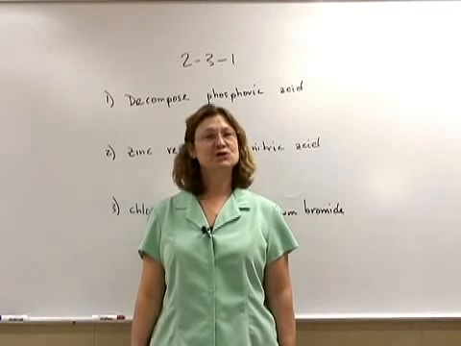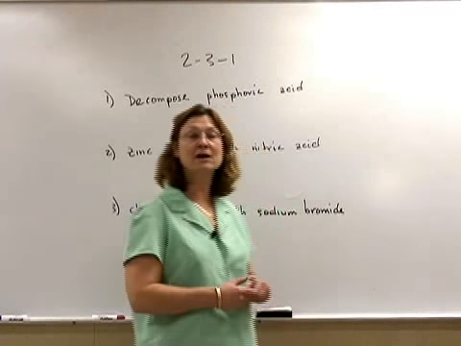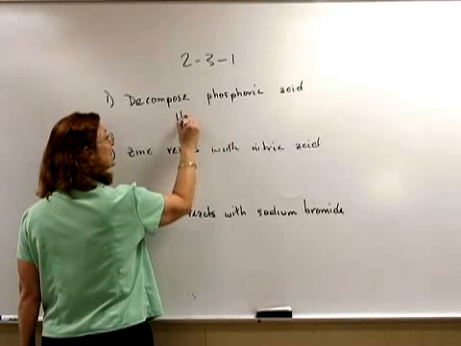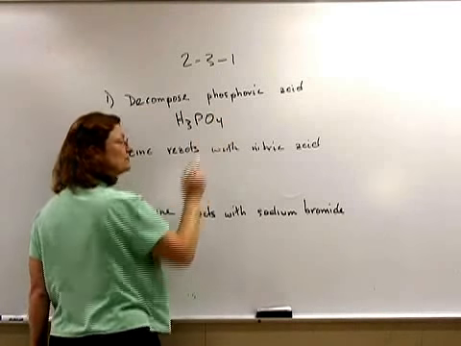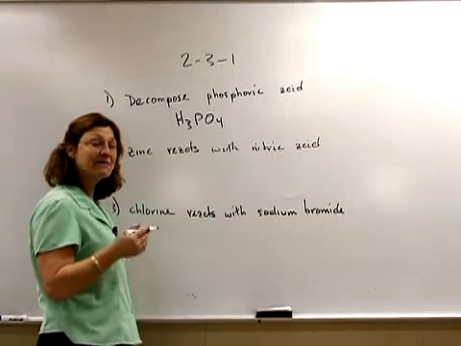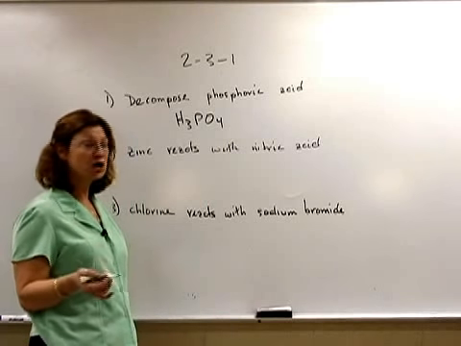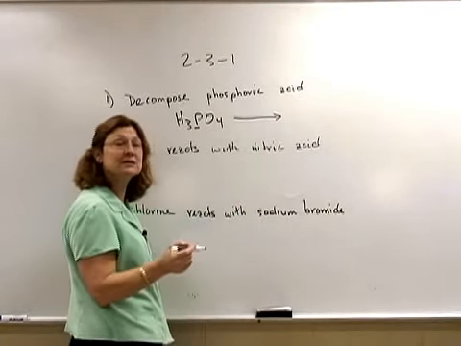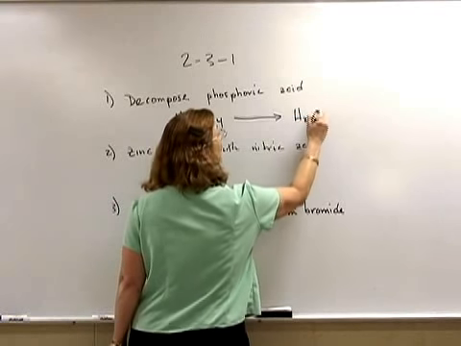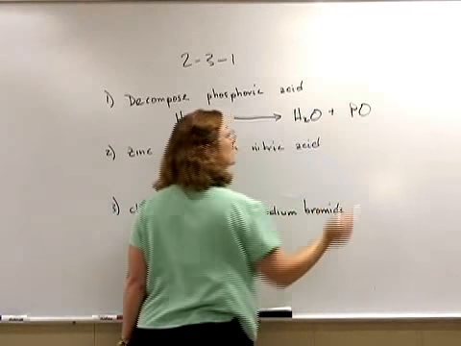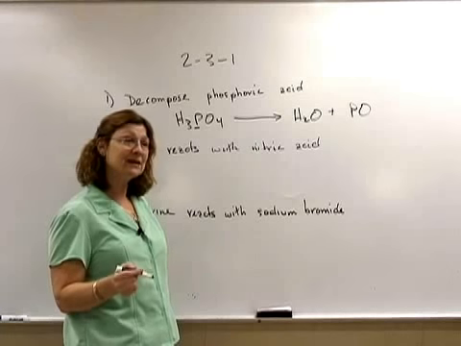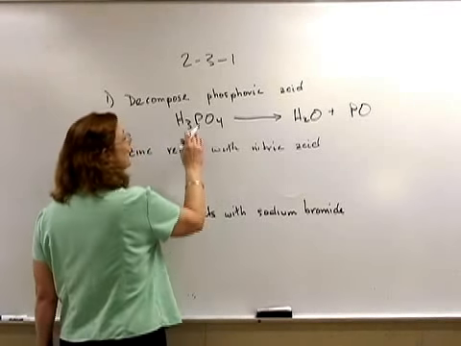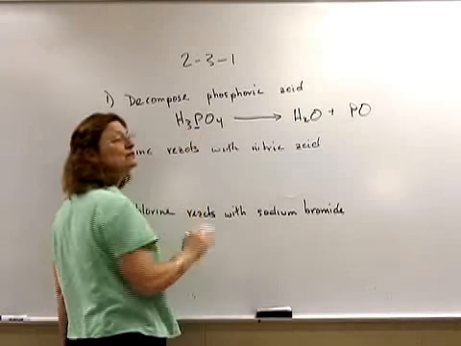The first thing we must do in these equations is write the compound we are starting with. Decomposing phosphoric acid, I need the formula for phosphoric acid. Whenever I have an oxyacid, I must find the charge of the nonmetal because it always decomposes to give me water and an acid anhydride. I know this acid anhydride has to be the same charge as the phosphorus I began with.